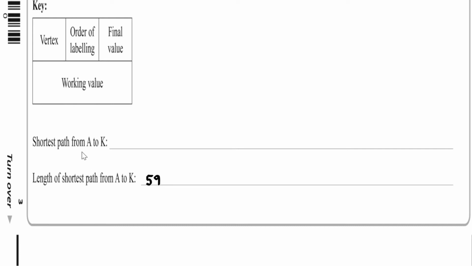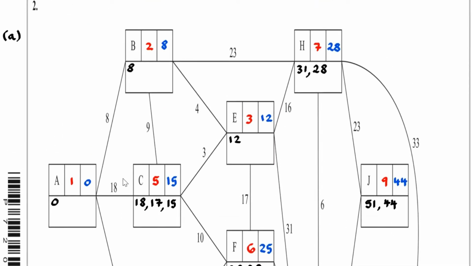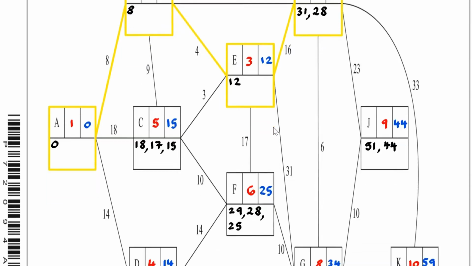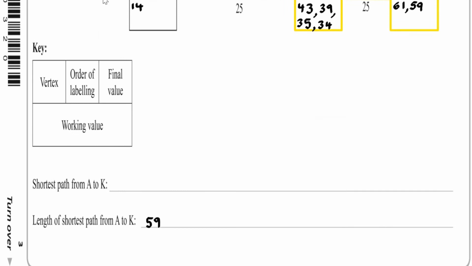And the shortest path, well, to work that out, we start at A, and then we go to B, and then we go to E, then we go to H, and then we go to G, and then we go to K. So therefore, the shortest path from A to K, we have A, B, E, H, G, K.